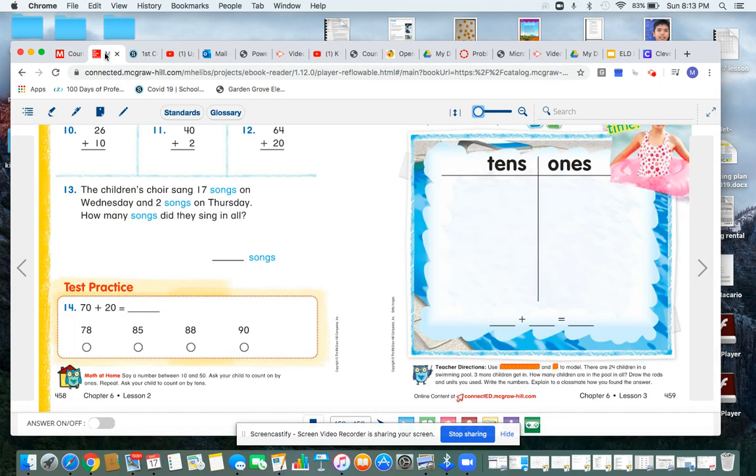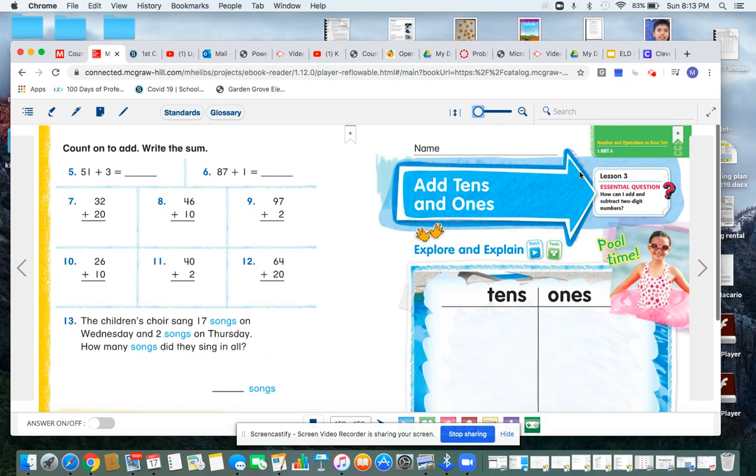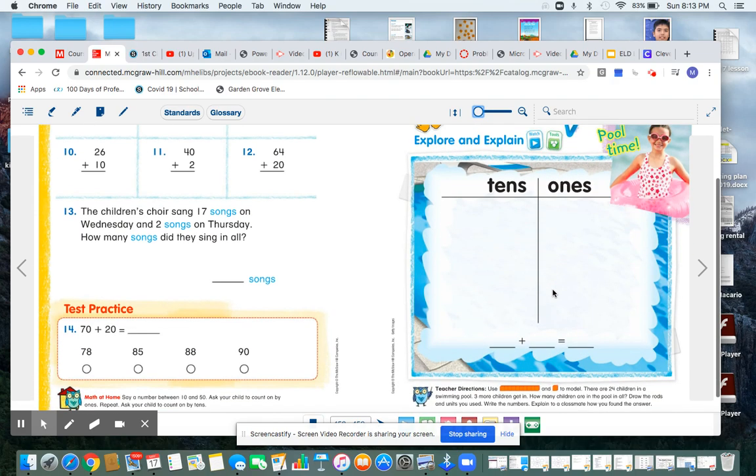Okay, boys and girls, we're going to start our lesson, and we are on Chapter 6, Lesson 3. We are focusing on how can we add tens and ones? How can I add and subtract two-digit numbers? So we're going to go ahead and start, and I'm going to show you what you can do to add.